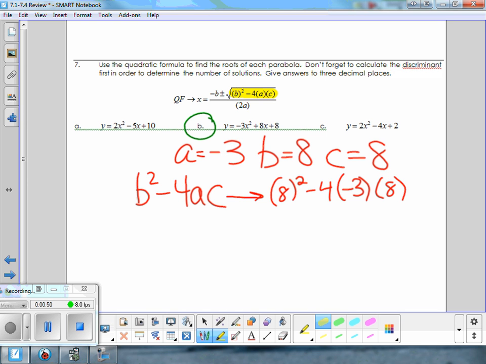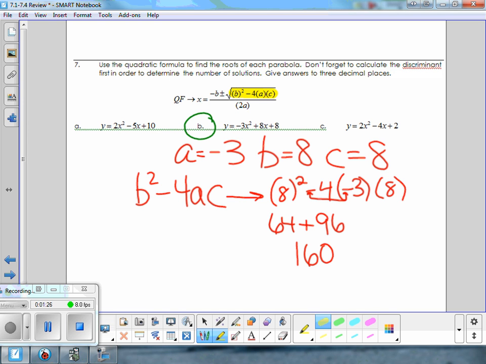So 64 is 8 squared. With the double minus that you see here, what are we going to end up doing? Adding or subtracting? Adding 12 times 8. I think that's 96, right? So if we add 64 and 96, what do we get? 160, all right? So the discriminant, the part that's in the highlighted region in the quadratic formula, is 160. That's a positive number, so there will be 2 answers, okay?